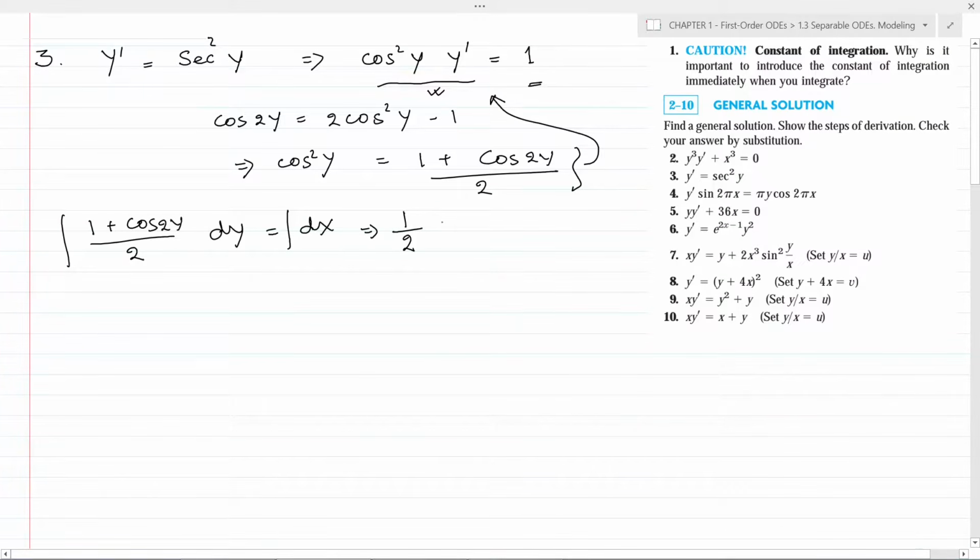half into y plus half sin 2y is equal to x plus c, and this is the implicit form of the solution.